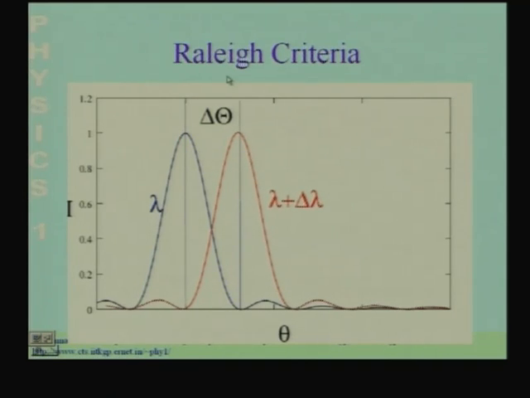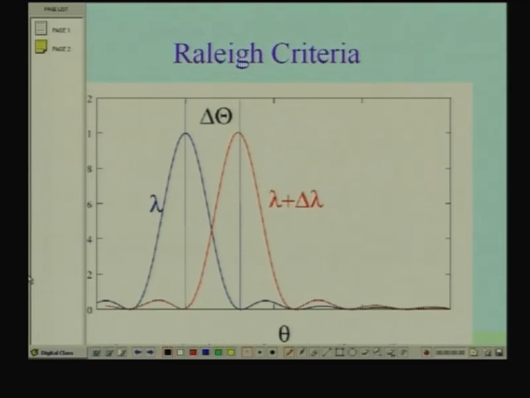And what Lord Rayleigh proposed was that we shall be able to resolve these two diffraction patterns. We shall be able to say that there are actually two different sources which are producing two different diffraction patterns, if the maximum of one of them at least coincides with the minimum of the other one. So, when the maximum of this coincides with the minimum of this, that is the smallest angular separation at which we shall be able to resolve the two sources. This is Lord Rayleigh's criterion. So, it is called the Rayleigh criterion.